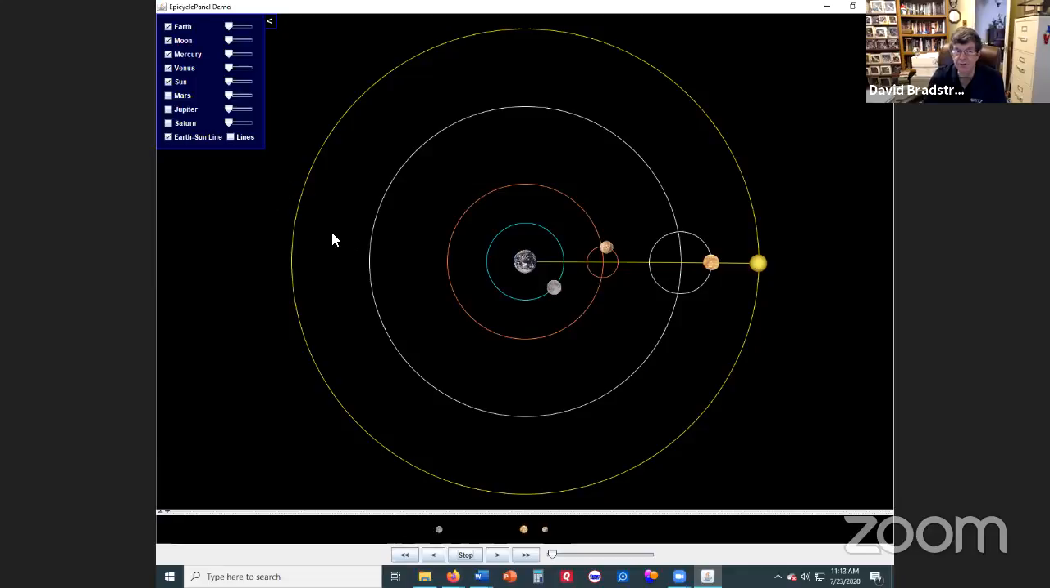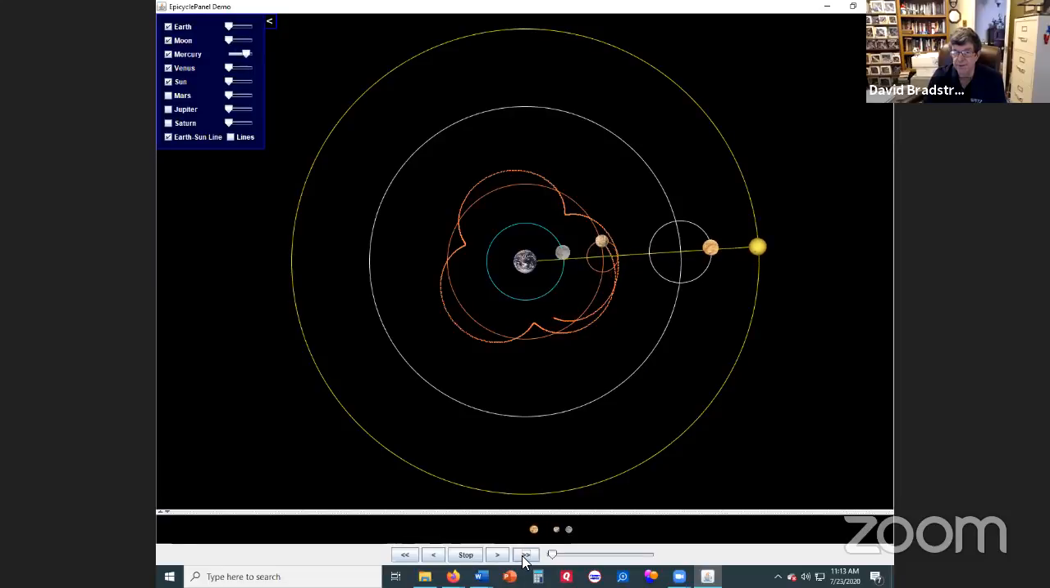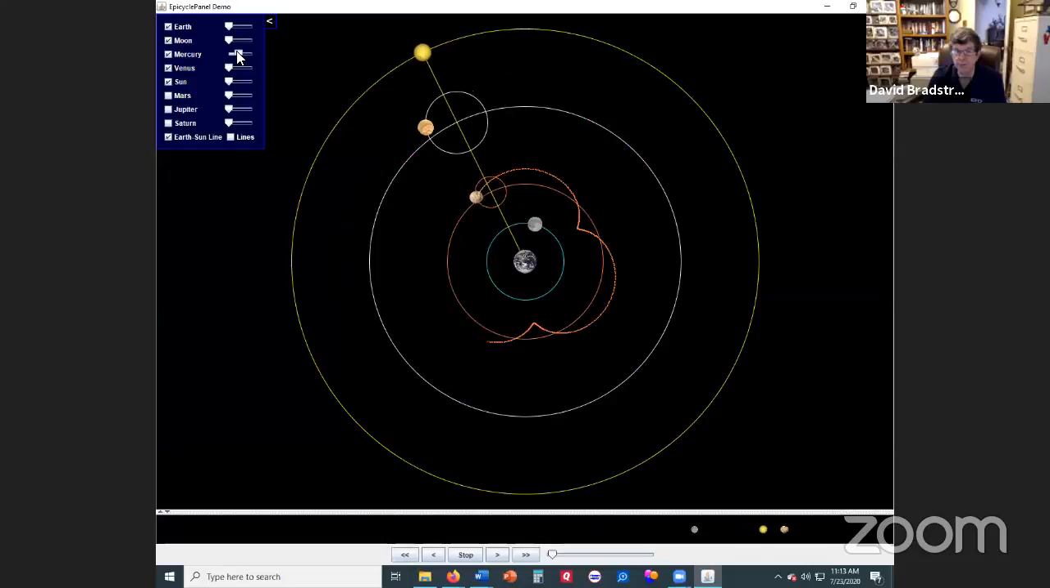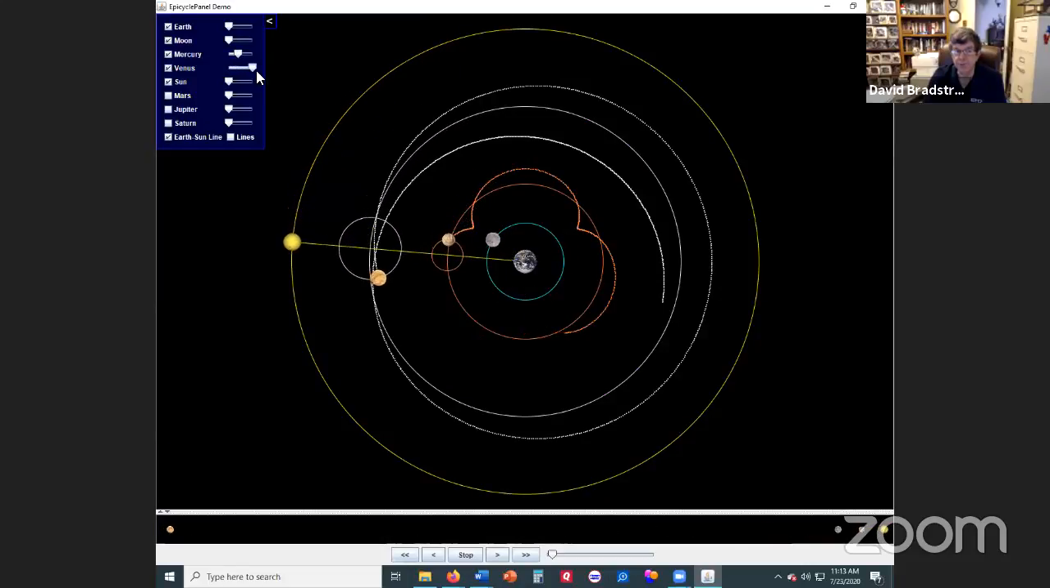Now, what also is sexy about this is that you can have these guys leave breadcrumbs. So let's let Mercury leave breadcrumbs. By pulling this slider, you can actually let it trace out its retrograde path, which you'd see from the Earth. You can make that shorter or longer, whatever you want to do. You can also do it for Venus.